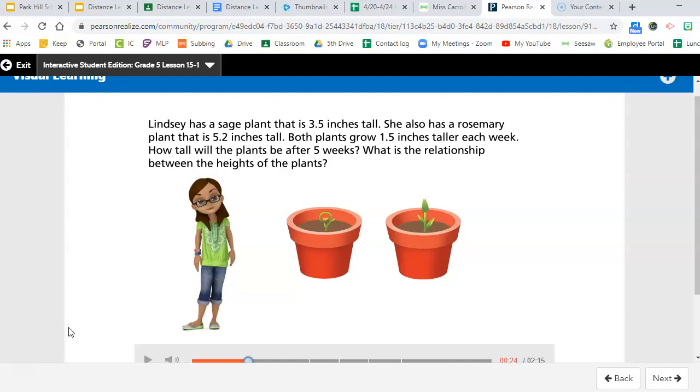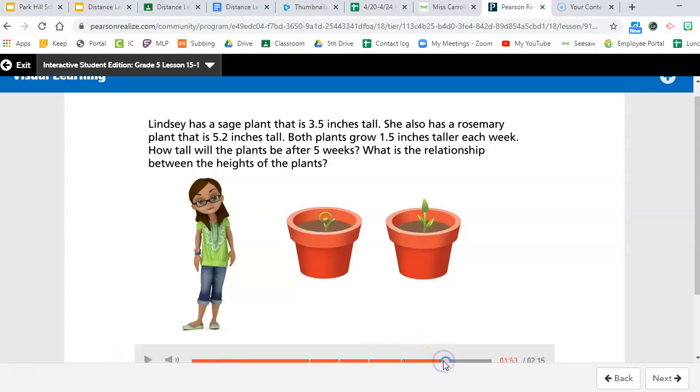It says, Lindsay has a sage plant that is 3 5/10 inches tall, or 3.5. She also has a rosemary plant that is 5 2/10 inches tall. Both plants grow 1.5 inches taller each week. How tall will the plants be after 5 weeks? So she has two different plants here, sage and rosemary, and they each start at different heights. Sage starts at 3.5 and rosemary starts at 5 2/10, but they each grow 1.5 inches taller each week.